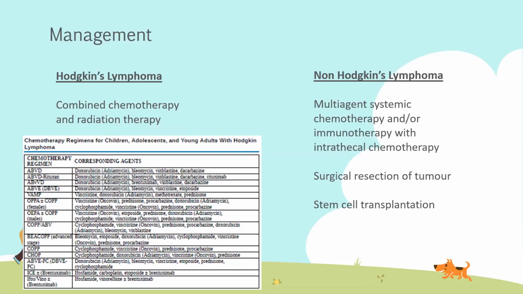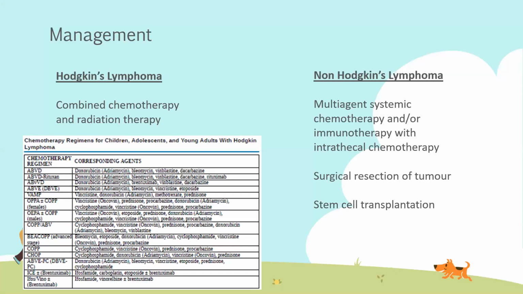So next slide, a brief about treatment of lymphoma. For Hodgkin lymphoma, we use combined chemotherapy and radiation therapy. The common combination of chemotherapy used is ABVD, which are doxorubicin, adriamycin, bleomycin, vinblastine, and dacarbazine. And also we can use COPP, which are cyclophosphamide, oncovin, prednisone, and procarbazine.